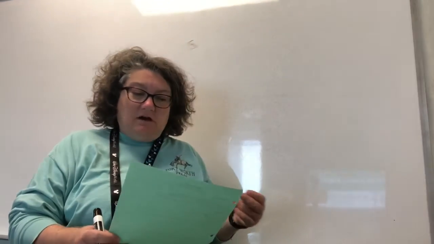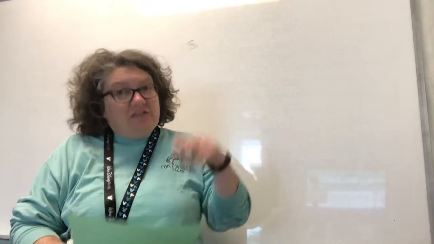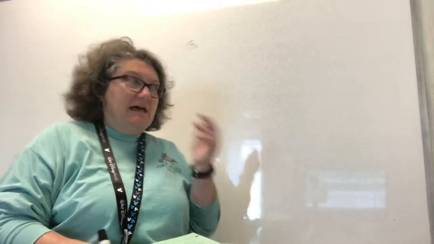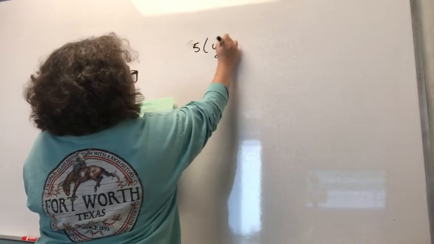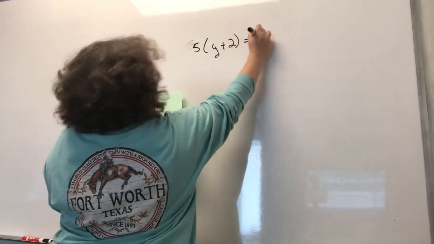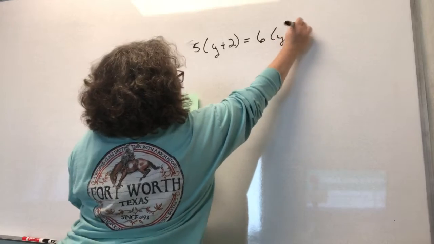Hello, we're back here. We're still in section 4.1. We're just going to be talking about simplifying an equation and then using that addition property that we learned in the last video. So if we start with a problem, which is like here, 5 times (y plus 2) equals 6y minus 3.